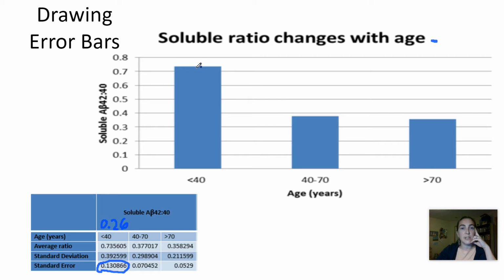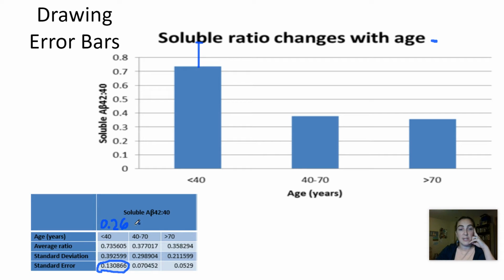So my error bar is going to start here at the average, and it's going to go up. My graph doesn't even go quite far enough, up to 0.99. We'll say it's about there. But it's also going to go down to standard error. So we're also going to do 0.73 minus 0.26.